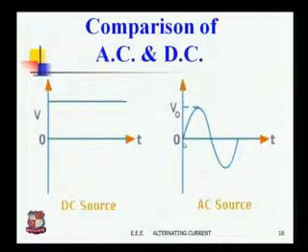Same as we discussed earlier, this is your AC quantity, which starts from the zero value, goes to the maximum, again back to zero, goes in a reverse direction, again back to zero. So the magnitude and the direction of the alternating quantity are reversed periodically with respect to time.